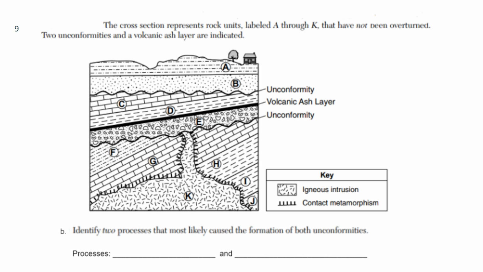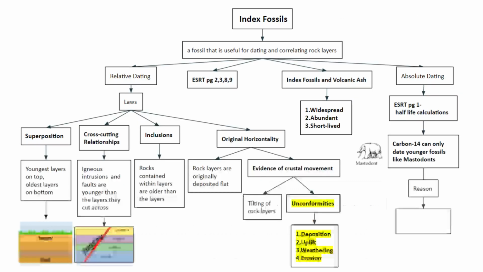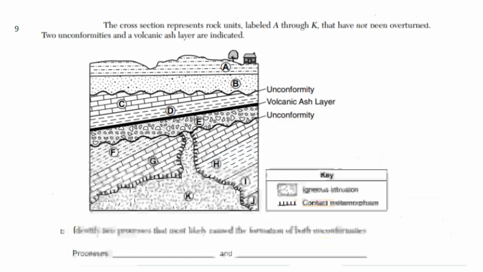Finally, 9B. Identify two processes that most likely cause the formation of both unconformities. This is in your notes. Unconformities are formed from deposition, uplift, weathering, and erosion. So pick any two, and just write that down in your answer.